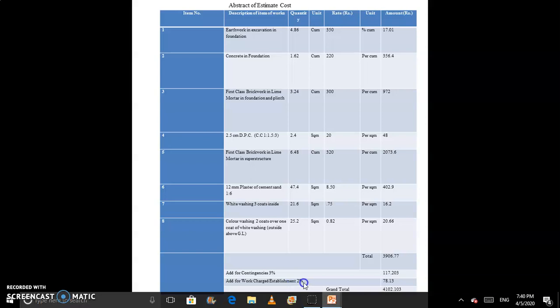We know that work charge establishment is the department which gives a lump sum amount. If a big project is going on, we need a watchman, various supervisors, various workmen and all. That amount is called a lump sum amount, and this lump sum amount is distributed by the work charge establishment, and it is considered 1.5 to 2% of the estimated cost. So here we count 2% of the estimated cost. If we find 2% of the estimated cost, here we get 78.13.